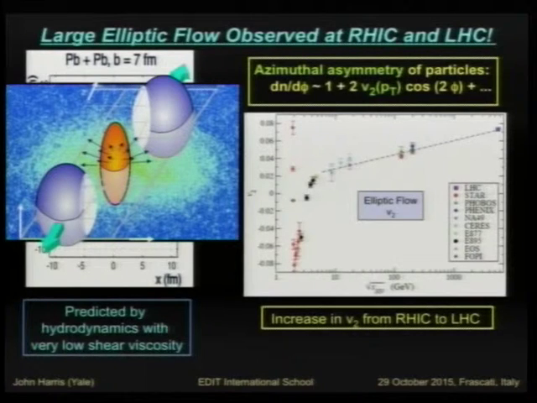But what happens if you plot this v2, the elliptic flow parameter, you see that it increases sharply, but appears almost linear as you increase the center of mass energy from RHIC to LHC. There are other things which we can talk about if you like as you go lower in energy, where this flow actually changes sign.